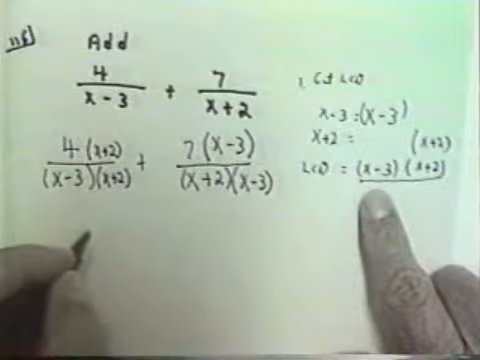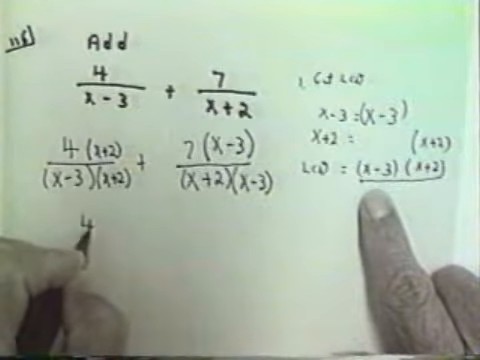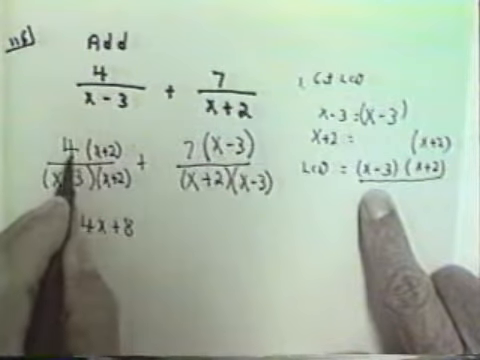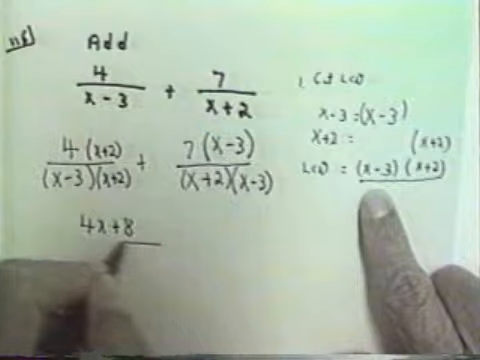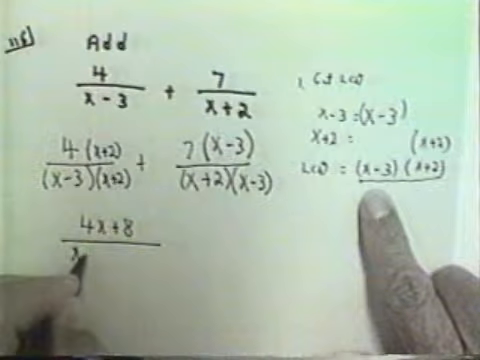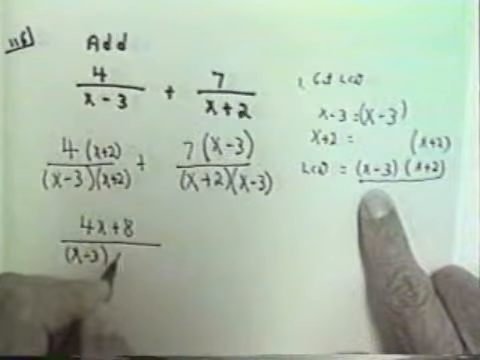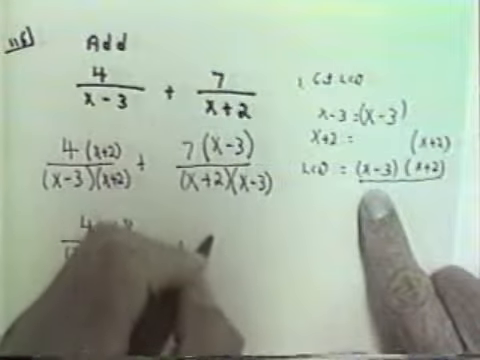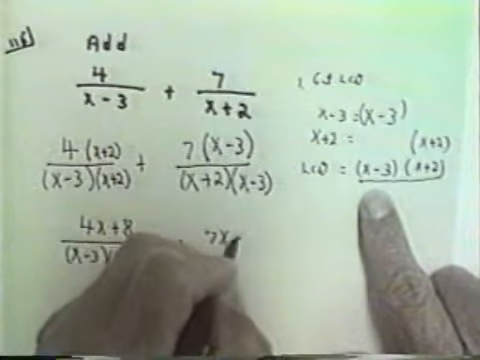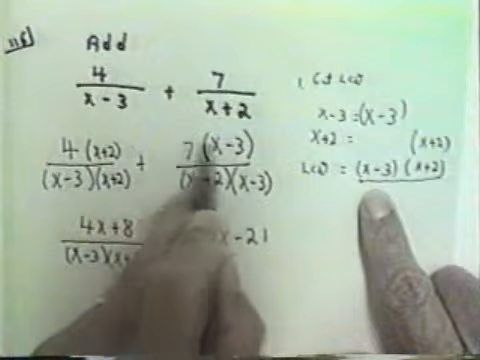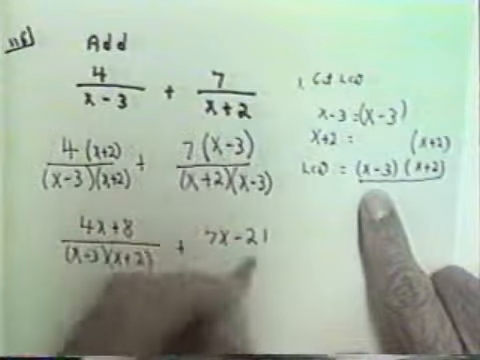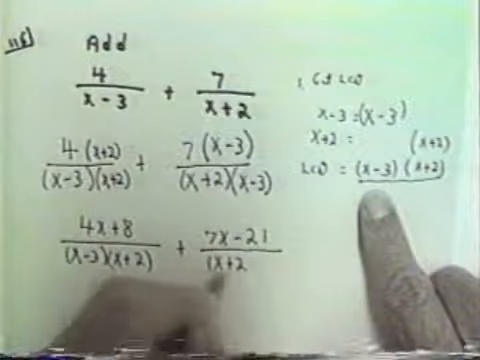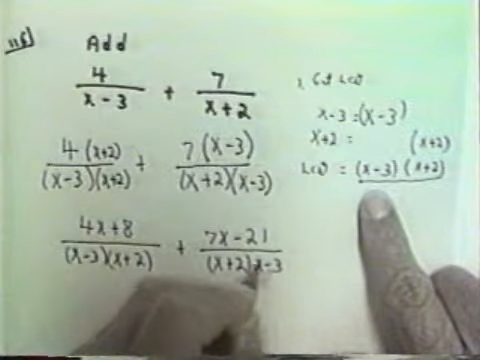I need to multiply the numerators, so I would have 4x plus 8. 4 times x is 4x, 4 times 2 is 8, over x minus 3 times x plus 2, plus 7x minus 21. 7 times x is 7x, 7 times 3 is 21, over x plus 2 times x minus 3.